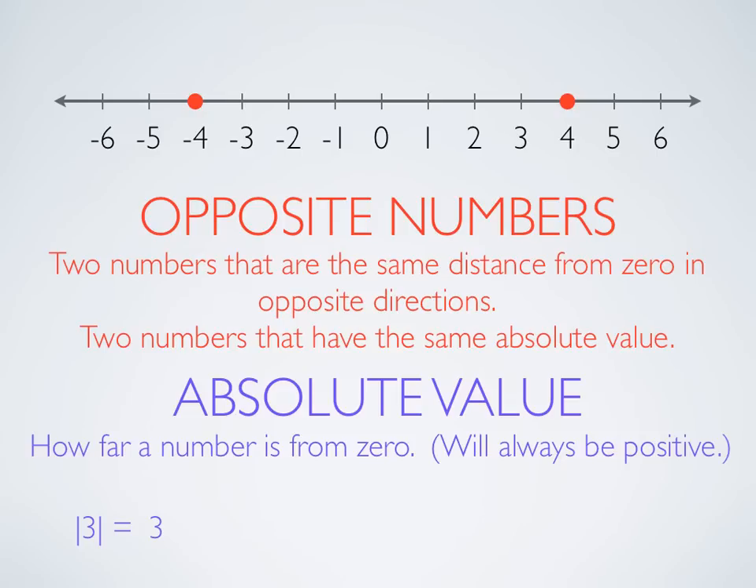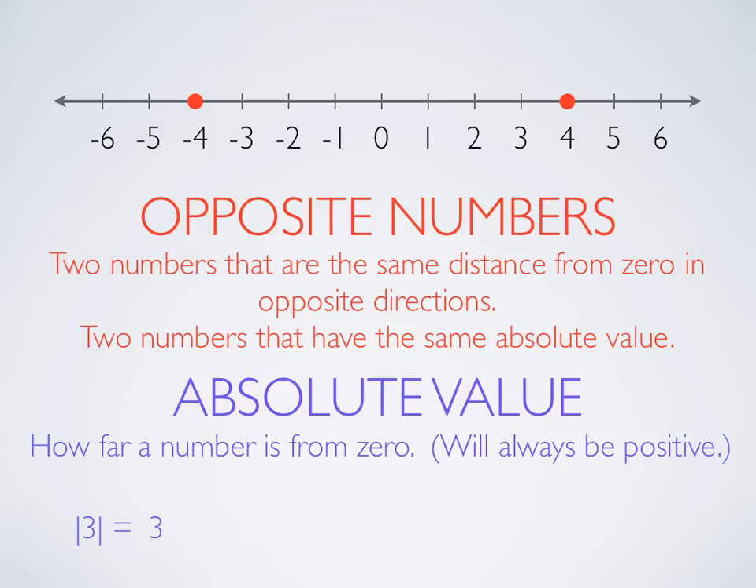Pretty simple. The biggest mistake people make is mixing up opposite numbers and absolute value. Remember, opposite numbers, you're always switching whatever the sign is. If you're talking about +4, the opposite is -4. If you're talking about -3, the opposite is 3. Well, in absolute value, your answer is always positive. You will never have a negative answer for absolute value.